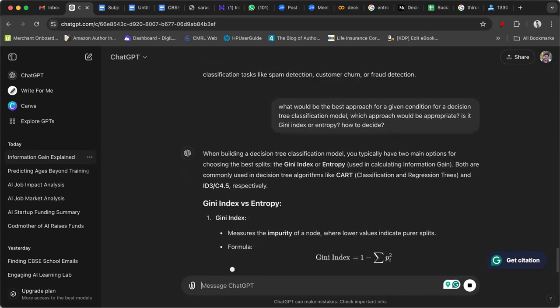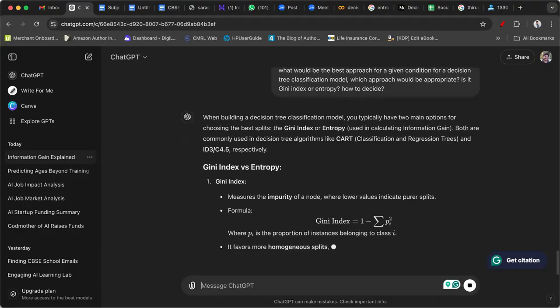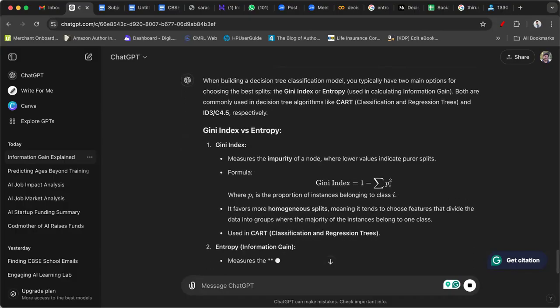So when building a decision tree classification model, we typically have two main options for choosing the best splits: Gini index or entropy. Both are commonly used in decision tree algorithms like classification and regression trees (CART) and ID3, C4.5 respectively. What is this ID? I'm just seeing it for the first time.